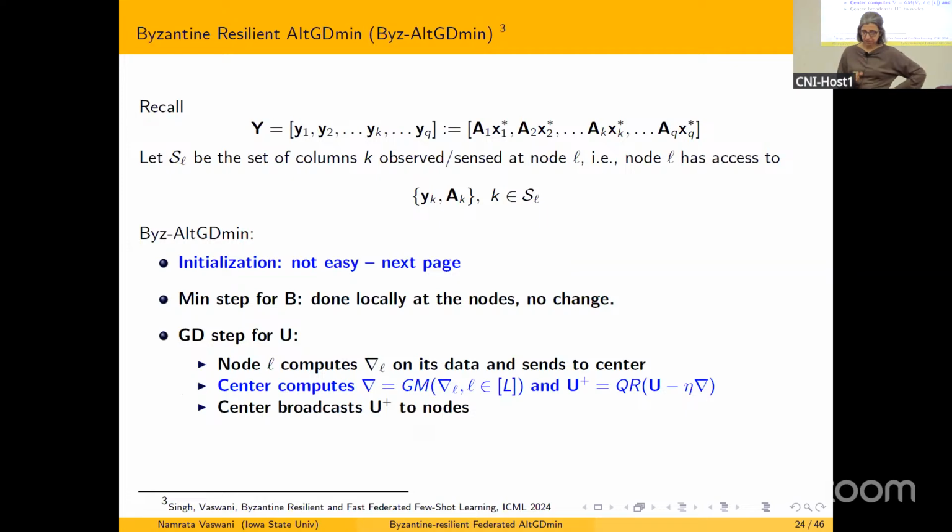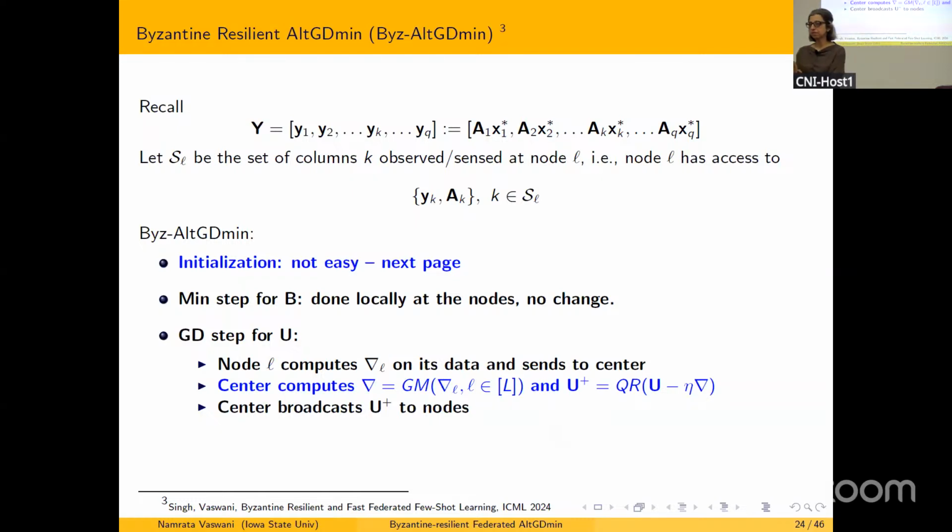Now, Byzantine-resilient AltGDmin, as I said originally, is a very easy extension except for the initialization. Initialization is not easy now. I'll explain why. The min step for B, as Chandra said, you can do locally at the nodes, no change. The gradient step, again, each node computes nabla L, its own partial gradient on its own data, sending it to the center. Center, instead of computing the sum or the average, computes the geometric median of these vectorized gradients. So nabla L is n cross r, you vectorize it, compute the median, unvectorize it. That's your gradient, and then just do the gradient descent step. So that's it. Nice and simple.